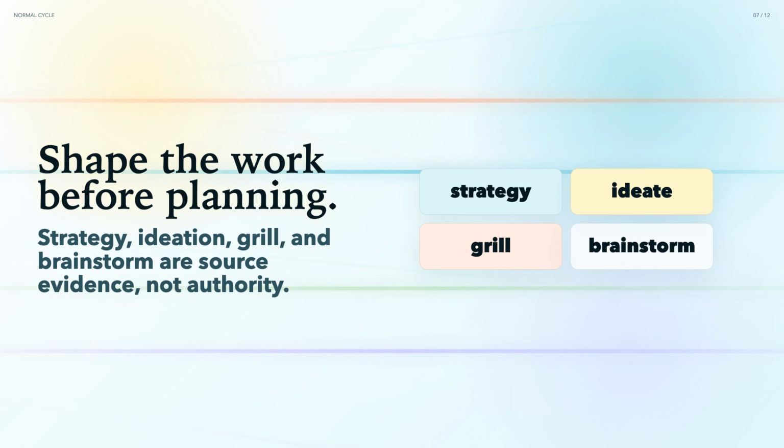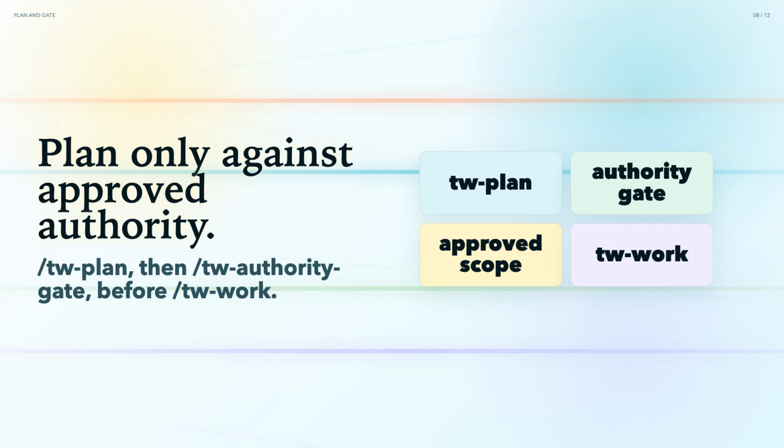Strategy, ideation, grill, and brainstorm can all be useful, but they are source evidence. They do not authorize implementation by themselves. When the requirements are clear, use TW Plan to create a bounded implementation plan. Then use the authority gate before work starts. The point is simple. The agent should know exactly which approved requirement or exception owns the change.